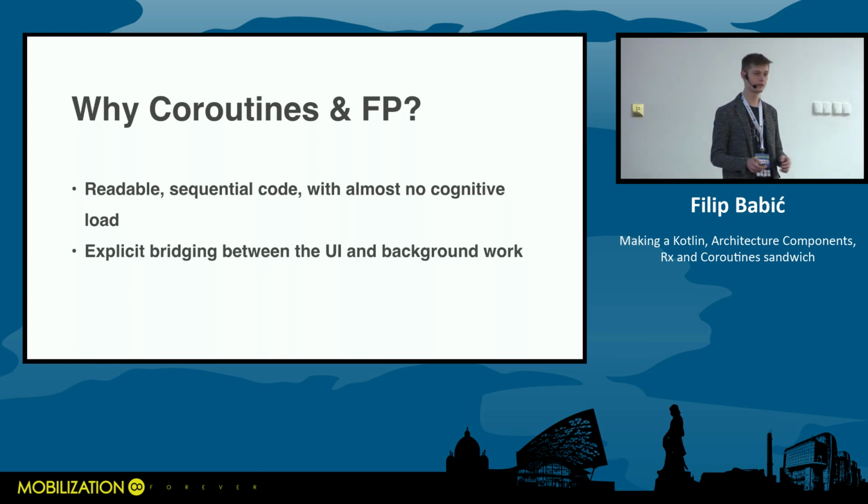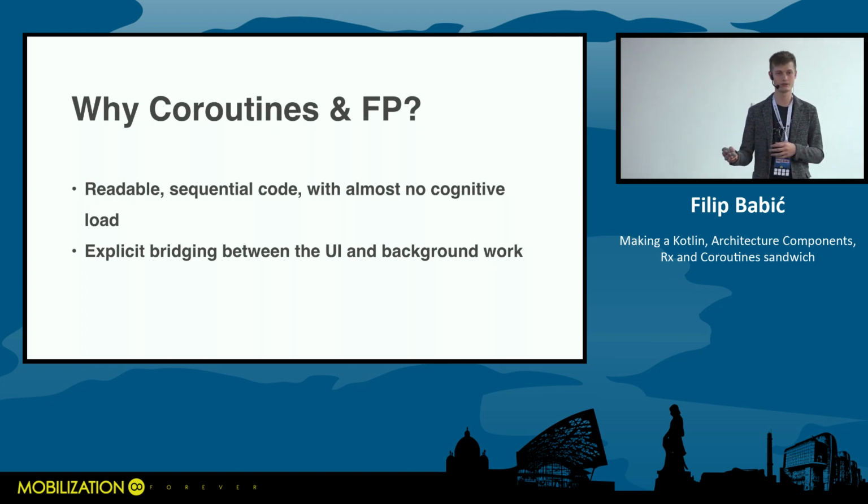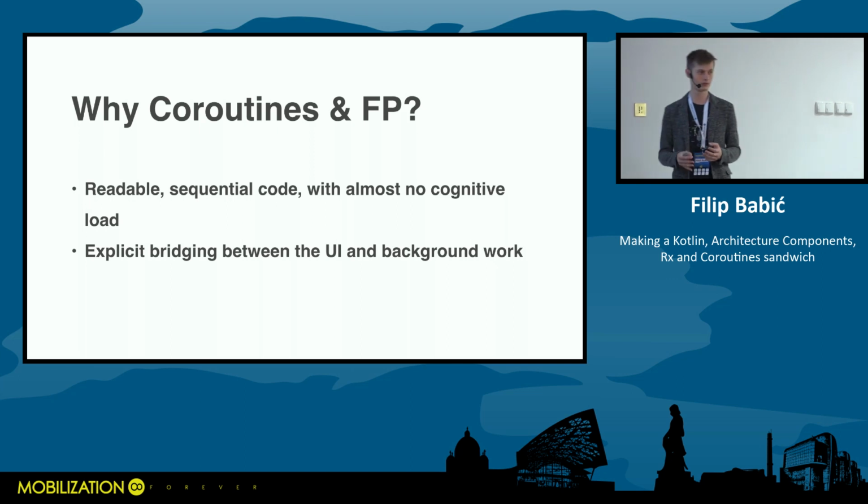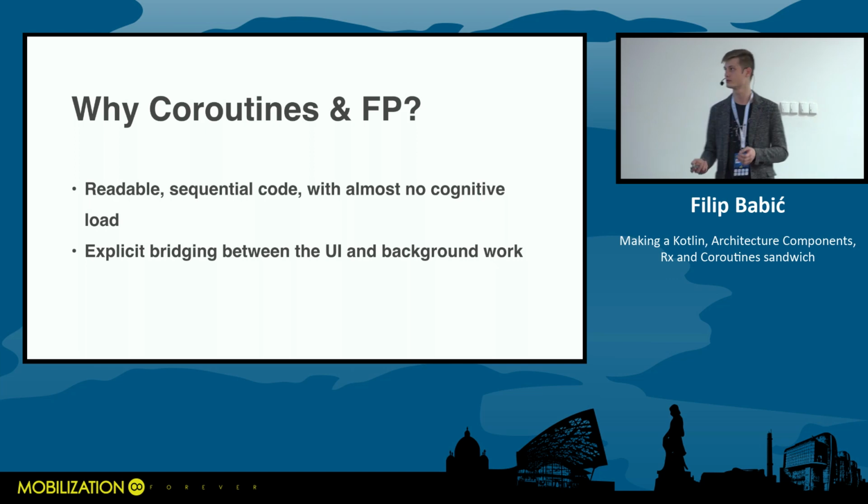Also, you have explicit bridging between the UI and the background, which you might not have with callbacks. So sometimes you might mess something up. Or if you're using Rx, it's not always clear what is in the background and what is in the main thread. Yeah, because you can have multiple subscribeOn and one single observeOn, and it can shift between threads.